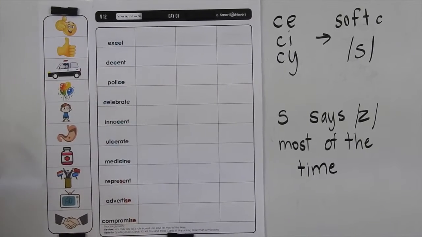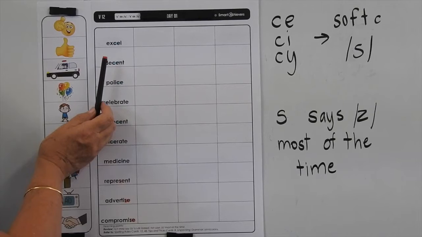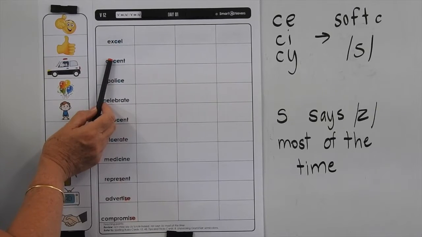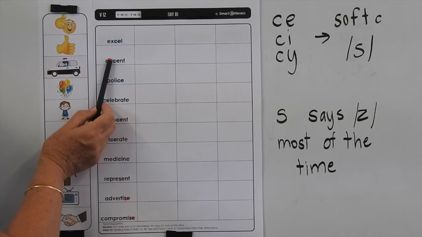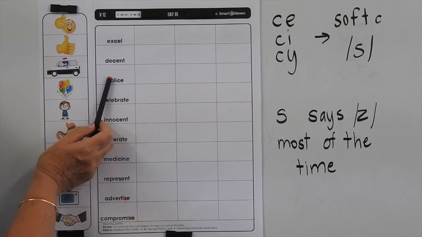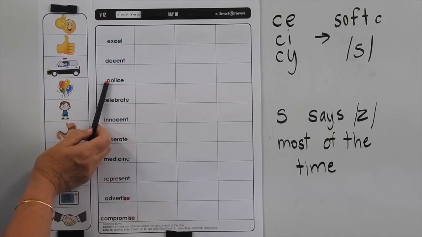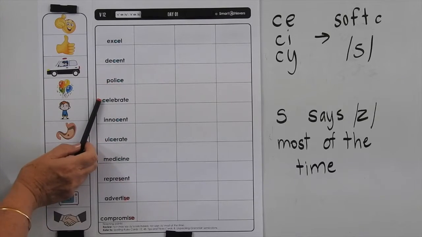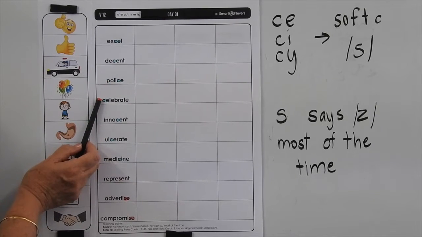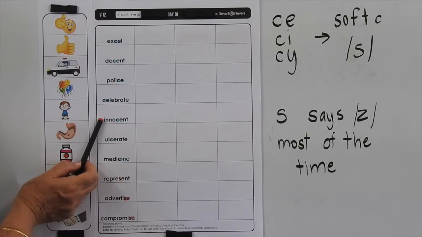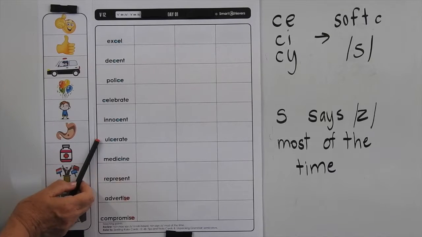So excel means to be exceptionally good or proficient at something. Decent means conforming to generally acceptable behaviour or satisfactory. Police means the civil force responsible for the prevention and detection of crime and maintaining public order. To celebrate is to acknowledge an event with a social gathering or an activity. Innocent means not guilty of a crime or offence, a naive person.